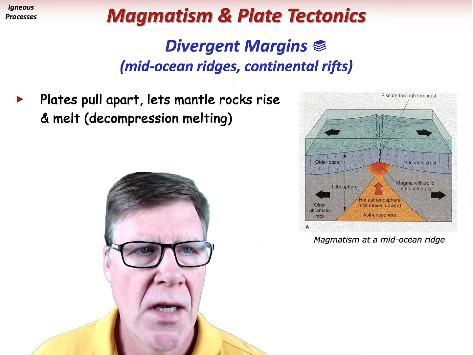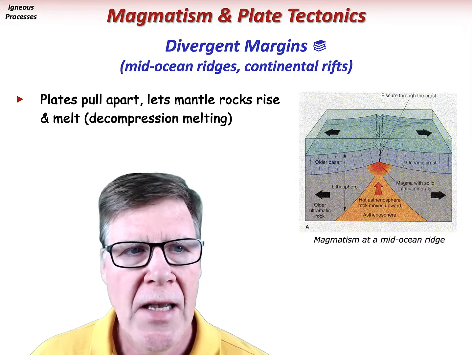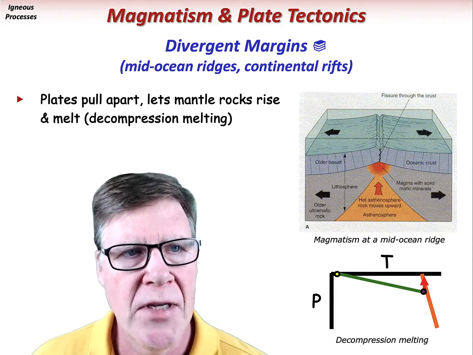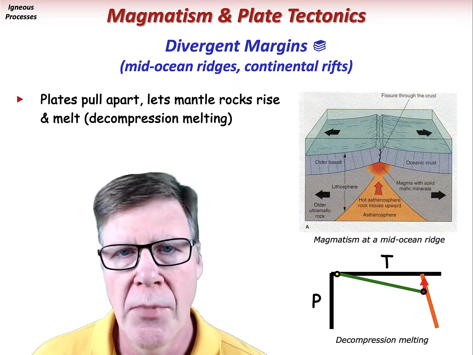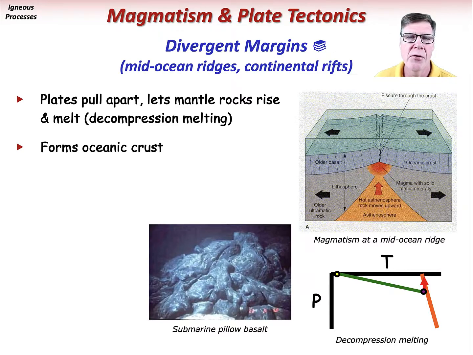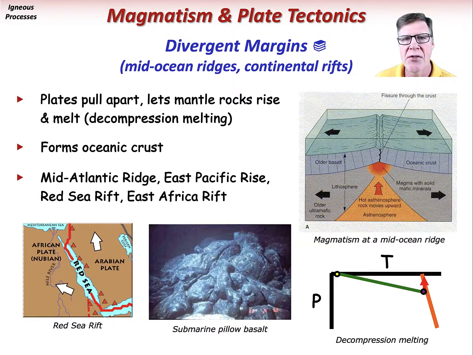In both cases, hot mantle rock rises and partially melts due to decompression melting beneath the tectonic plates that are diverging or pulling apart. This is how oceanic crust forms at mid-ocean ridges like the Mid-Atlantic Ridge, the East Pacific Rise, the Red Sea Rift, and others. This decompression melting process also occurs at spreading continental plates like the East Africa Rift.